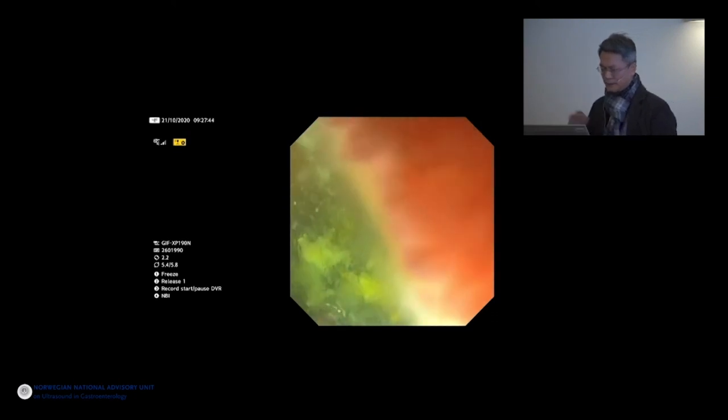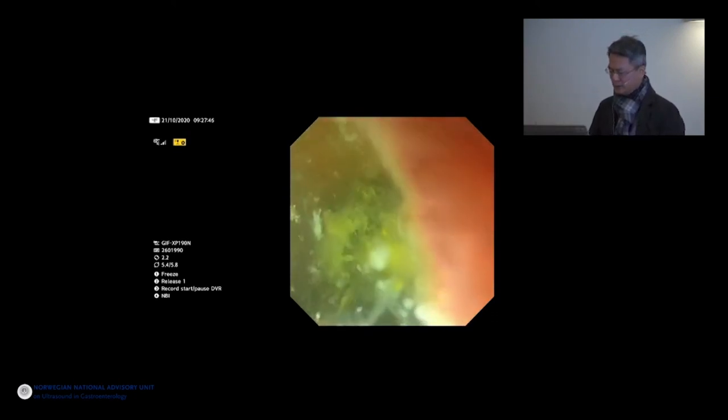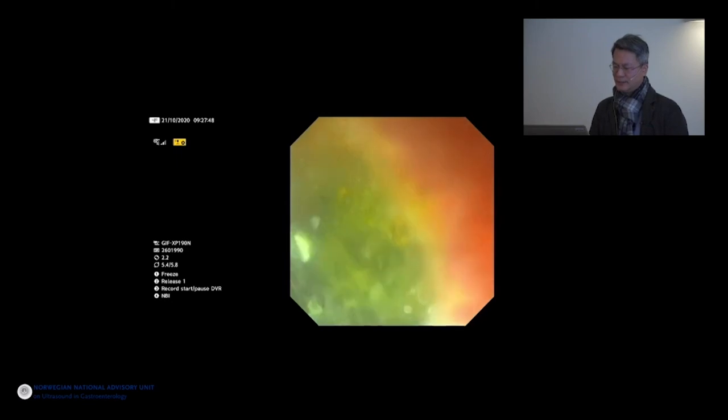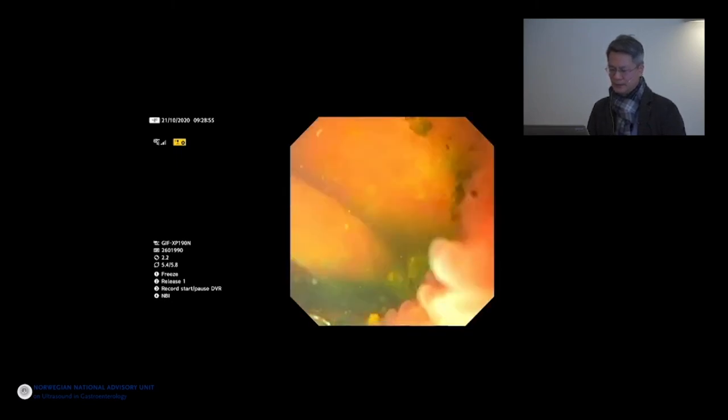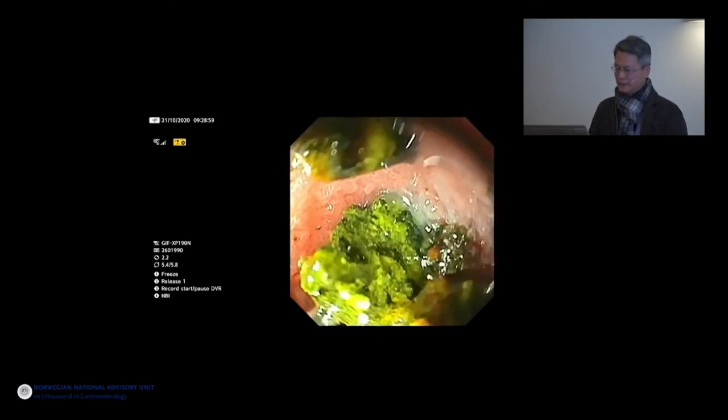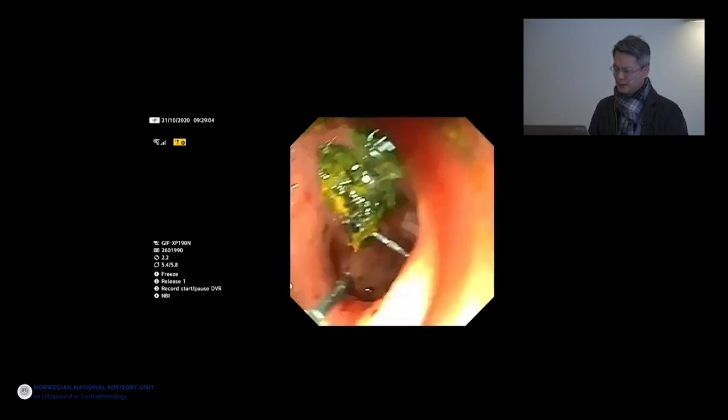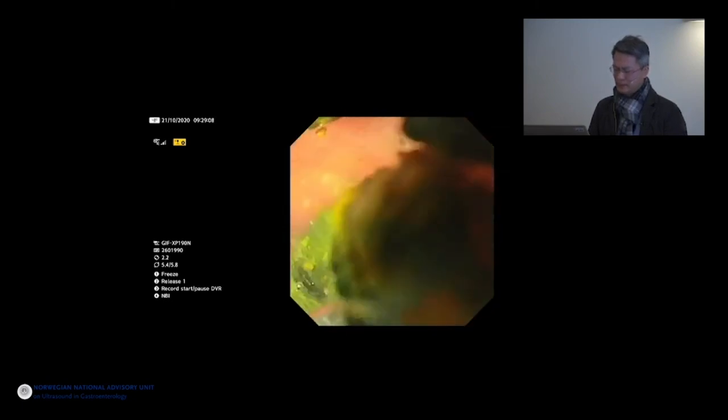And then after we have cleaned everything, then we could remove the lumen opposing metallic stent. So this is an optional treatment for patients who have chronic cholecystitis, who are not operable.